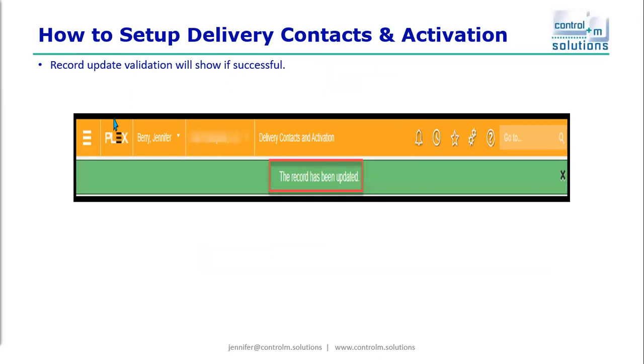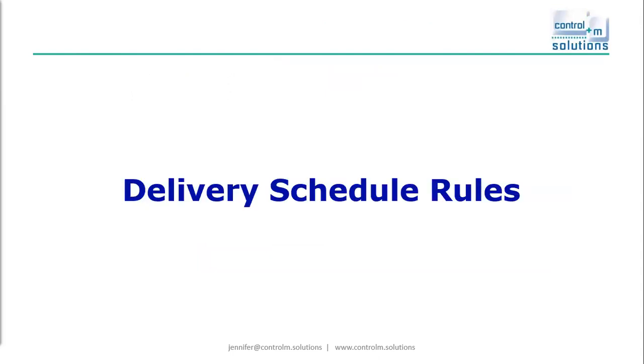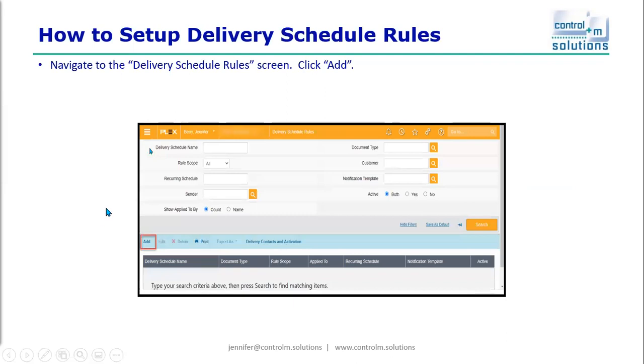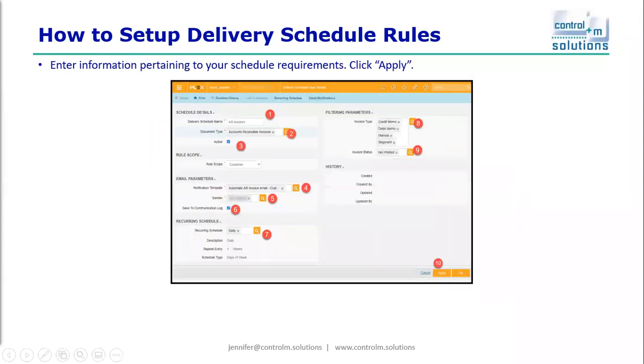Once you have your contacts assigned to your customer, then you can move on to the delivery schedule rules, which is at the delivery schedule rules screen. And you can just simply, once you get to that screen, click add. And then you're going to enter the information required for your schedule rule. So you can name your schedule however you want to name it.